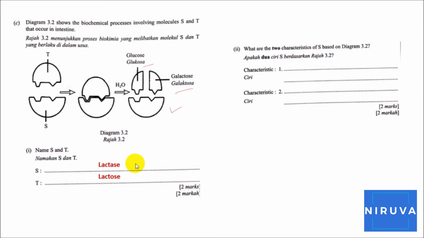Okay, and then number 2, what are the two characteristics of S based on diagram 3.2? Okay, so S is lactase, meaning that it is an enzyme. So the enzyme has a specific active site and does not undergo any change of shape.